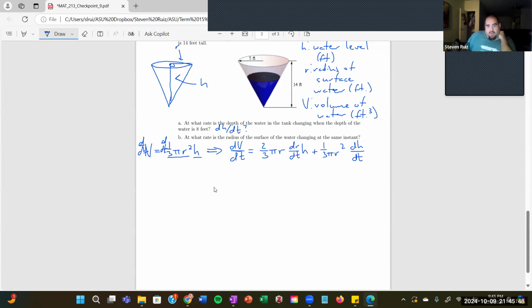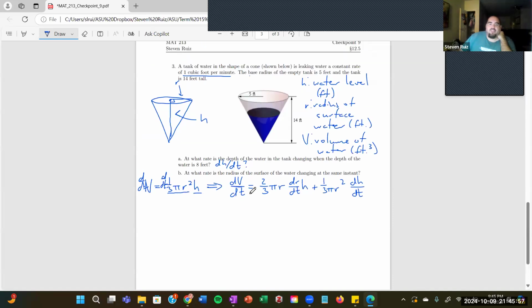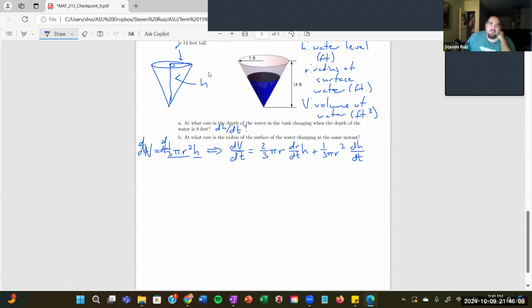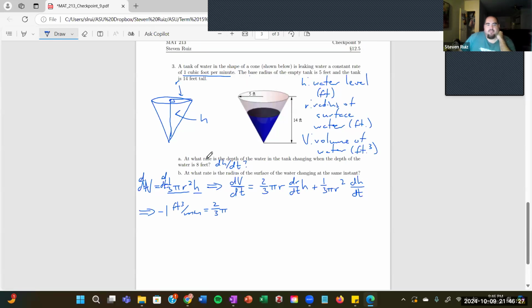Okay, so I want to find dh/dt, which means I need a bunch of other details. Do I know what dV/dt is? That would be the rate of change of volume with respect to time. The water is leaking out at a constant rate of 1 cubic foot per minute, so I do know that. Now let's start filling in the details: dV/dt is -1 cubic feet per minute, and it equals 2/3 pi times the radius. Is that something I know? Nope, I wasn't given that.